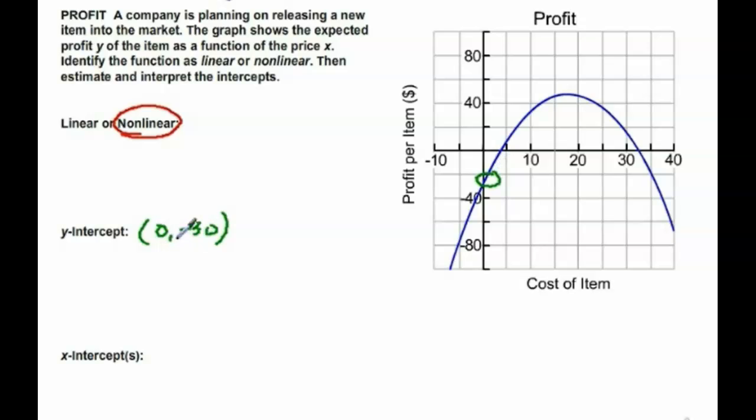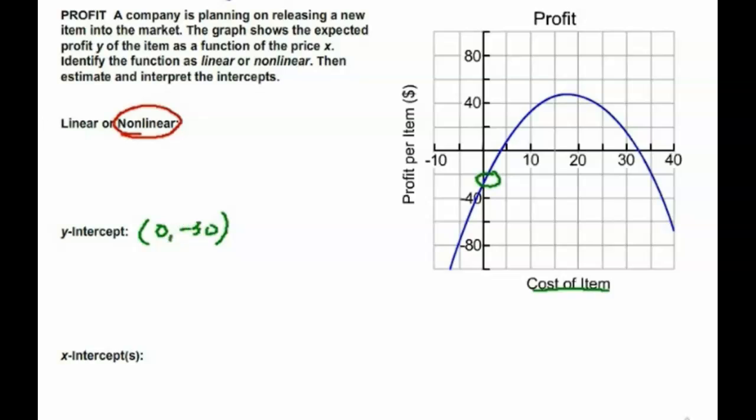That means at this ordered pair, 0 representing $0 as the cost of the item would mean -$30 of profit for the company when they would sell that item. In other words, if they were to sell the item for $0, they would lose $30. Of course, we know they won't sell that item for $0.